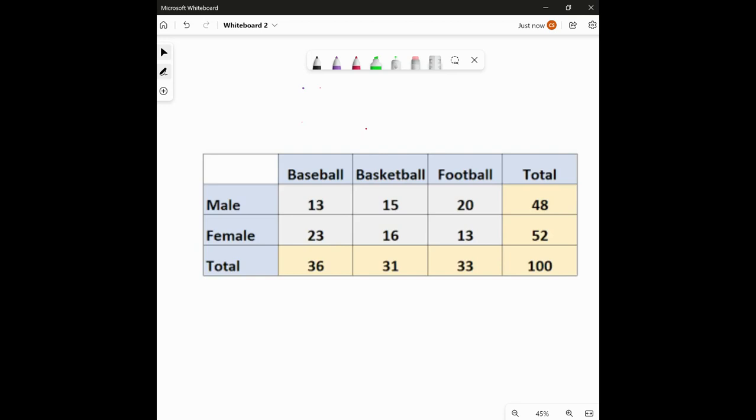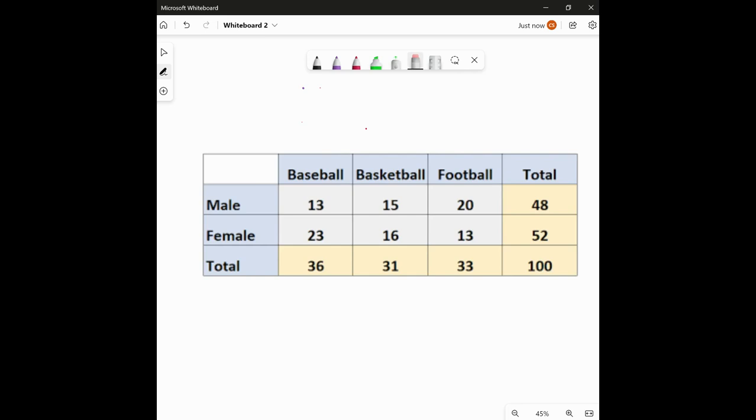All right, guys, we're going to talk about two-way tables here. And two-way tables you can recognize because they have two separate sets of categories for the same data. So we took some data and we separated it by male and female, and we also separated it by sport.